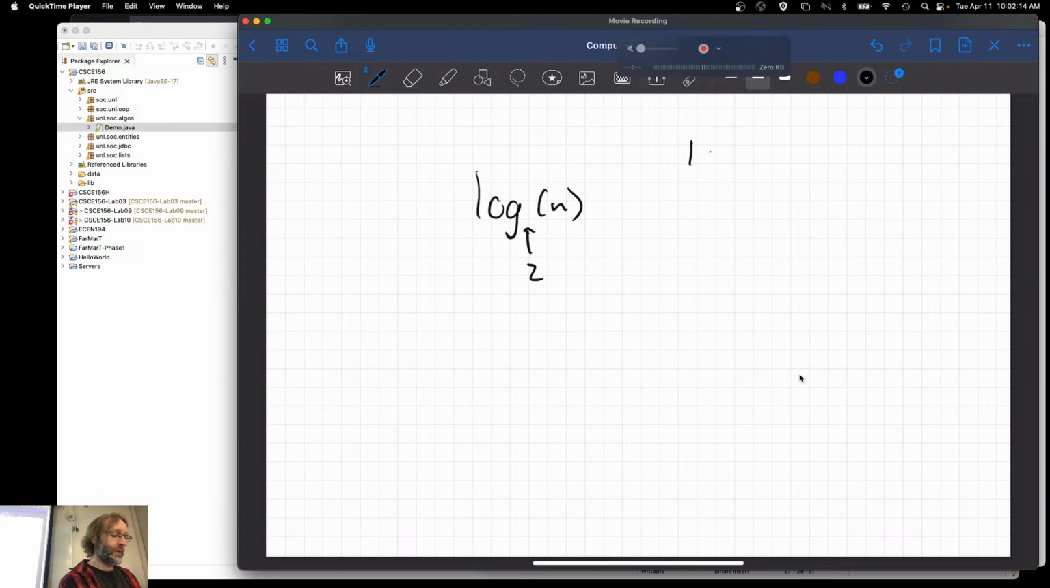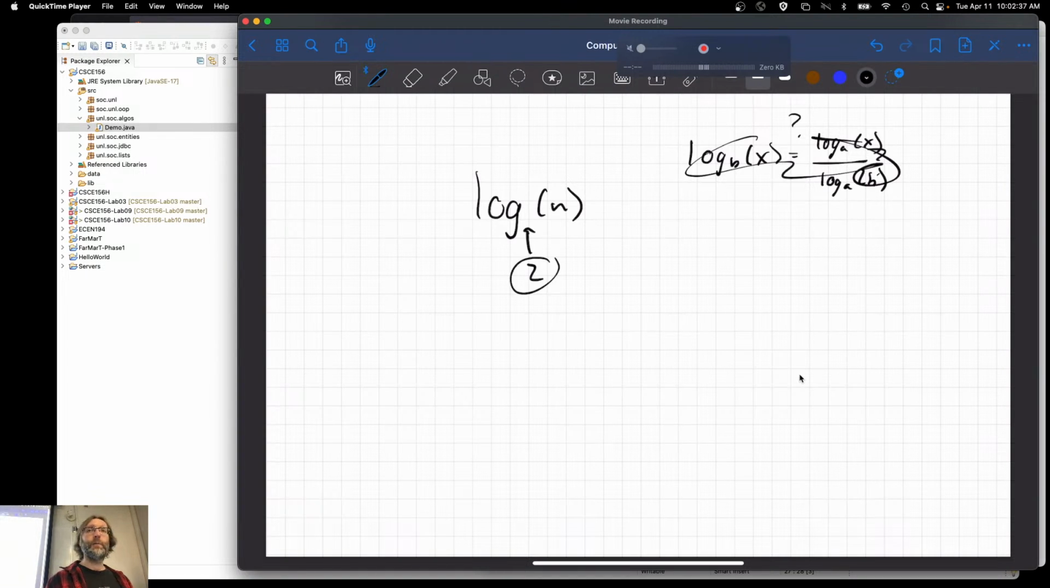Change of base formula. Log base b of x is equal to log base a of x over log base a of b, something like that. I don't remember if that's it. Whatever the change of base formula is, self-respecting computer scientists will always have an implicit base 2. Why? Because of binary.